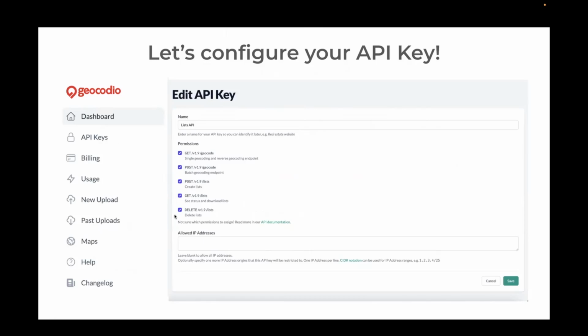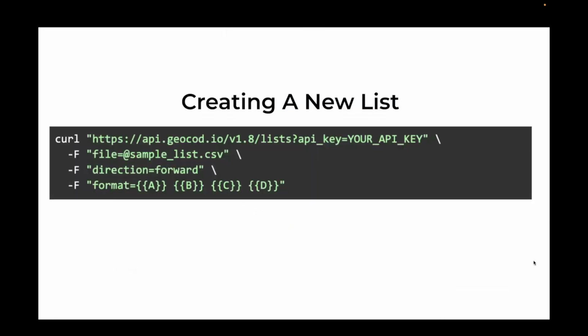Assuming that you would like all of our available options, click the checkbox next to all three endpoints to provide permission for the API key to use them. Then click the Save button. You're ready to go. Let's start by creating a new list, which will allow you to upload your spreadsheet.